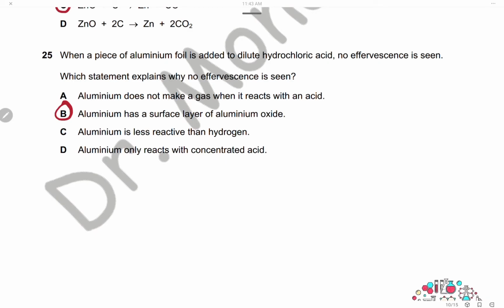Question 25. A piece of aluminium foil is added to dilute hydrochloric acid, and no effervescence is seen. Which statement explains why there is no effervescence? Because aluminium has a protective layer of aluminium oxide on the surface that prevents the reaction. So the answer is B.